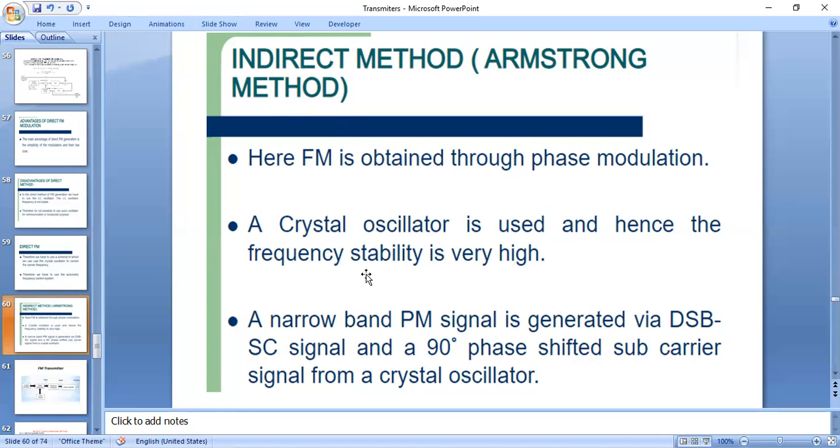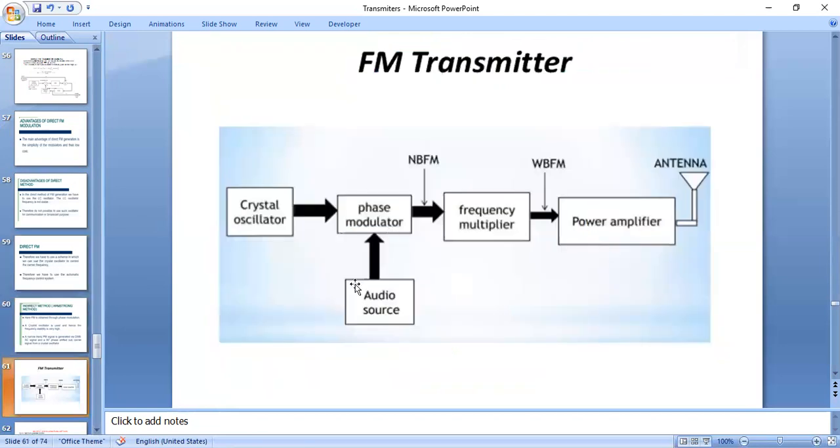So in the indirect method, that is the Armstrong method, the advantage is that here we use a crystal oscillator. It will produce a stable frequency and the Q factor is very, very high. And here we can get the FM signal through the phase modulation. So this is the Armstrong method. This is another method that is called the indirect method of generation.